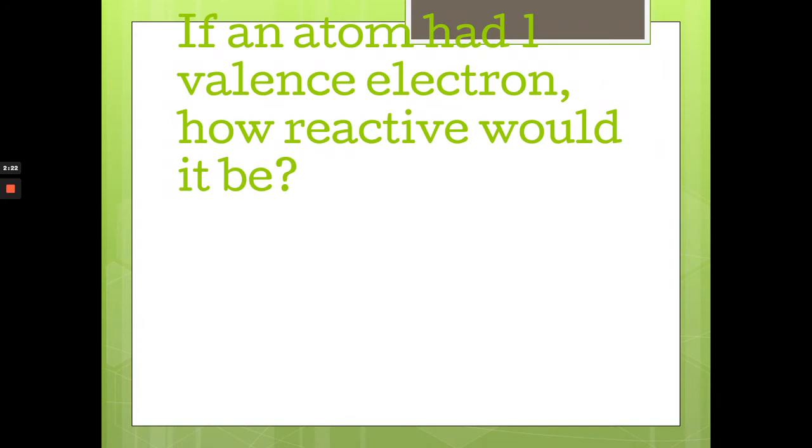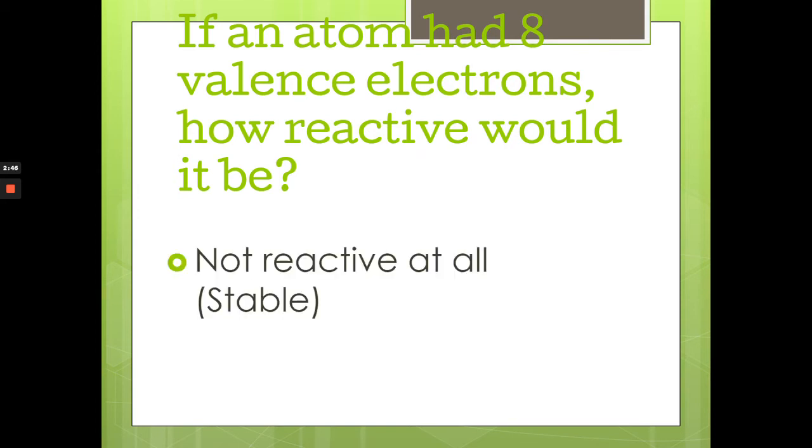If an atom had one valence electron, how reactive would it be? When looking at the reactivity, remember, having one valence electron or having 7 valence electrons is the most reactive or extremely reactive. If an atom had 8 valence electrons, how reactive would it be? 8 valence electrons means it's full or stable or unreactive.